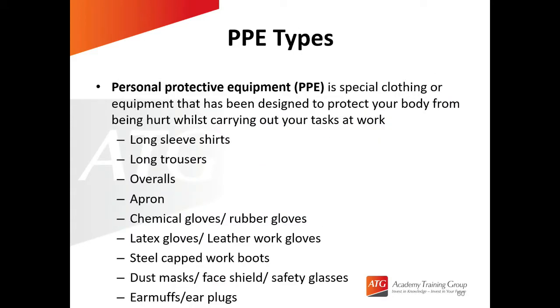PPE types is specialized clothing or equipment that has been designed to protect your body from being hurt whilst carrying out your tasks at work. From wearing long sleeve shirts, long trousers, overalls, aprons, chemical gloves or rubber gloves, latex gloves, leather work gloves, steel capped work boots, dust masks, face shield, safety glasses, as well as ear muffs or earplugs.